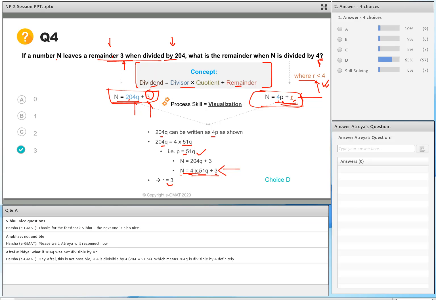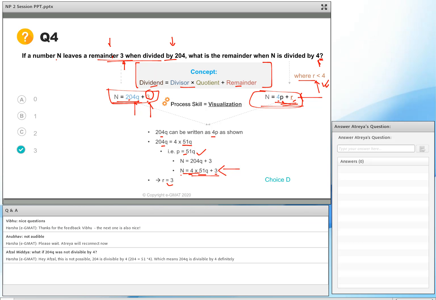So I hope this solution is clear to all of you, and let me very quickly bring in the yes/no poll so that you can answer. Let me get my yes/no poll. Just give me one moment, guys.